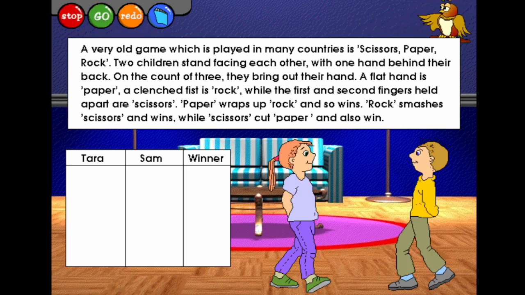Decide who is the winner each time and type either T or S. Scissors. Rock. Decide who is the winner each time and type either T or S.